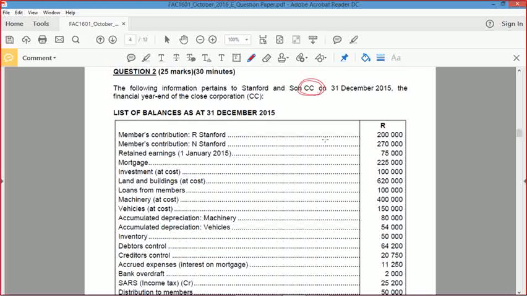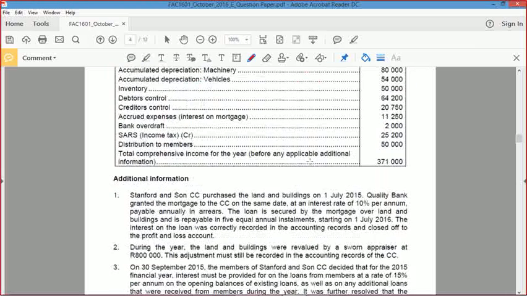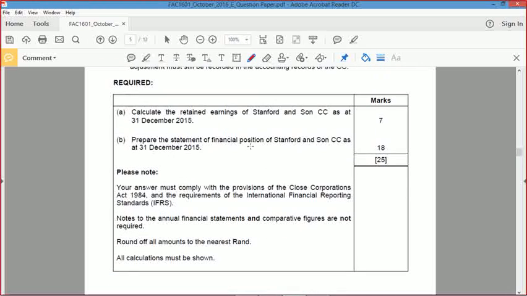We look at the required. We know this question is worth 25 marks, 30 minutes. The required asks for 2 things. Retained earnings of Stanford and Son. Where do you see retained earnings? On the SOCI. Good. So now you know what to draw up. The SOCI with how many columns? One column.